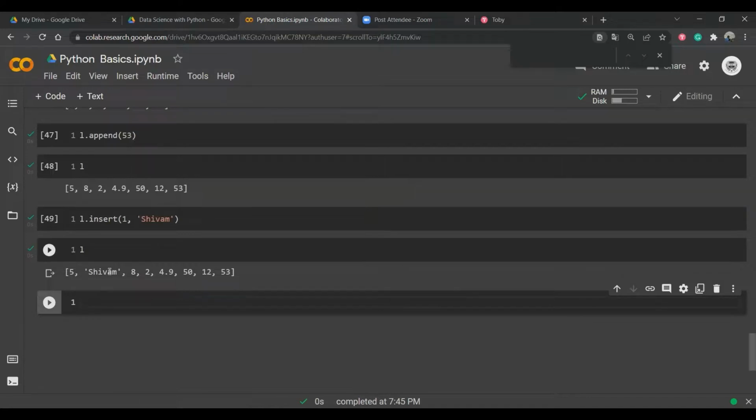Now just try to understand the difference. There is a difference between append and extend. Even in extend we are trying to do the same thing, adding elements, but we add them in a different way. In case of extend, we can't add a single integer or a single element. We can extend the list with multiple elements.